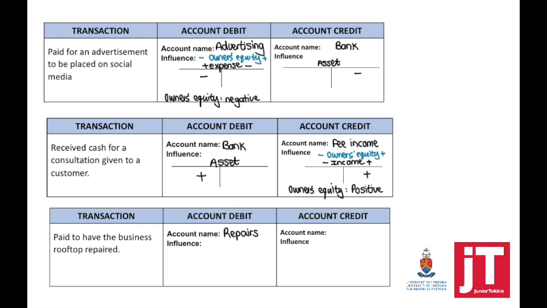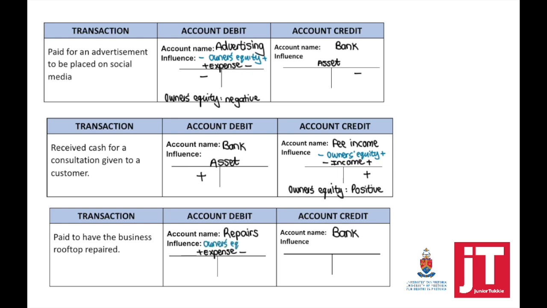If we look at the next transaction, paid to have the business rooftop repaired. Again, this is the rooftop that we've now fixed. We've repaired that. That means repairs, which is an expense, is going to be involved, and bank, because a payment was made. If a payment is made, bank is always credited, the rest is debited.